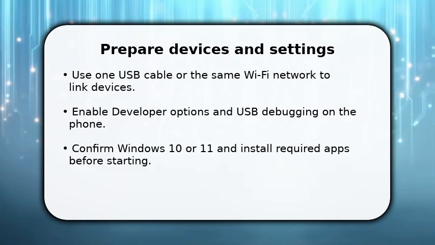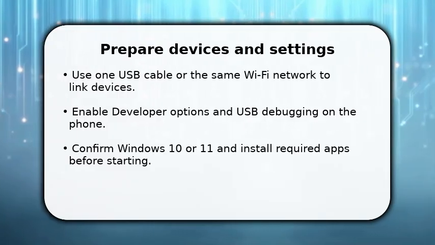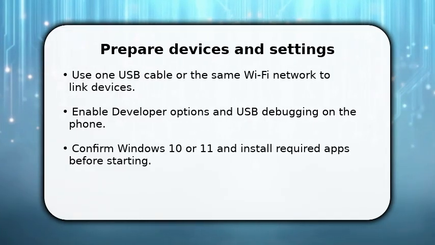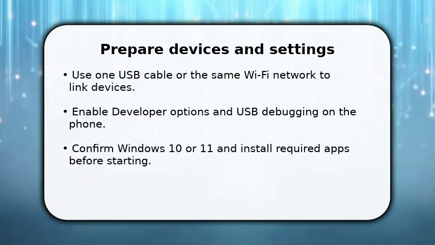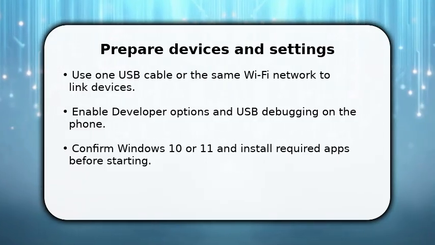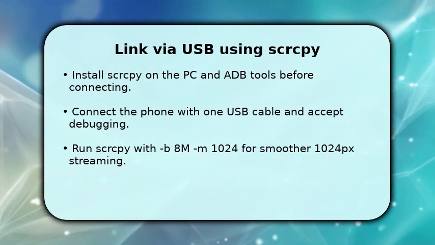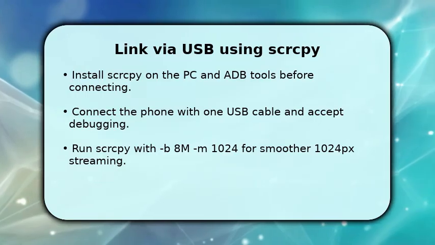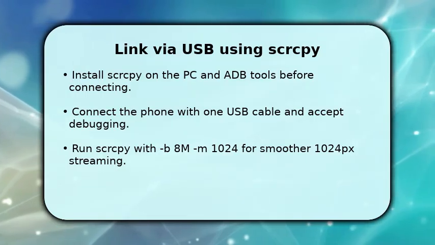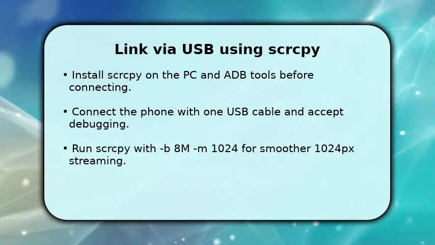First, install SCRCPY and the Android ADB tools on your Windows PC. Connect the phone with one USB cable and permit USB debugging when prompted on the phone. Open a command prompt and confirm ADB sees the device with adb devices.